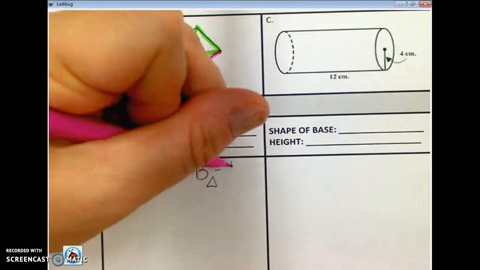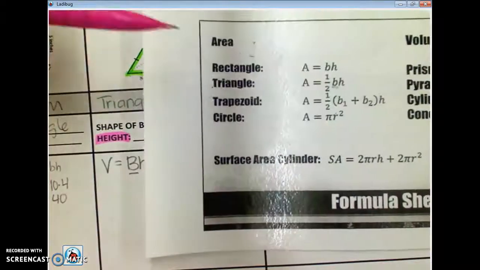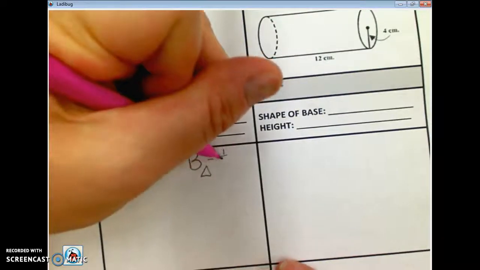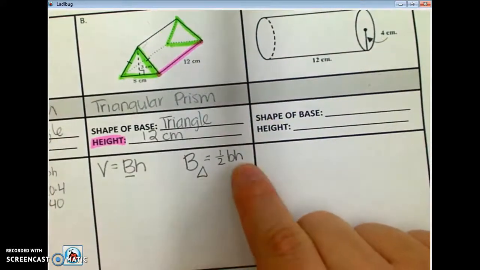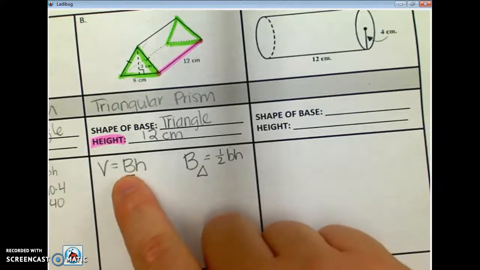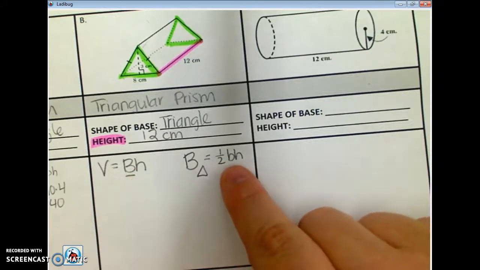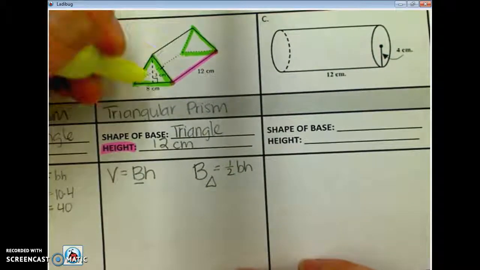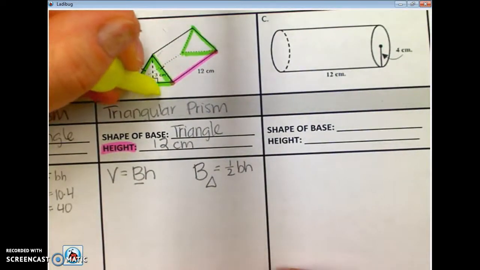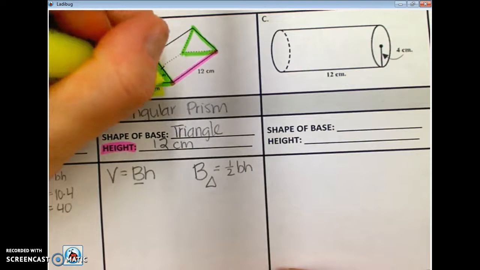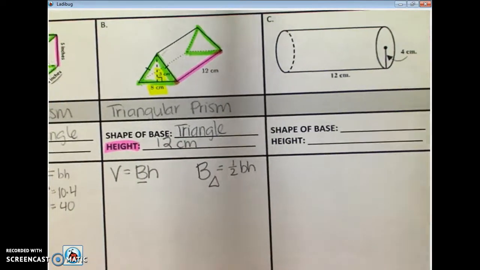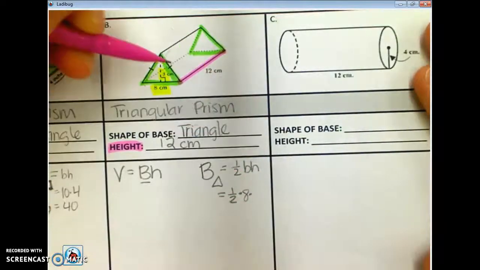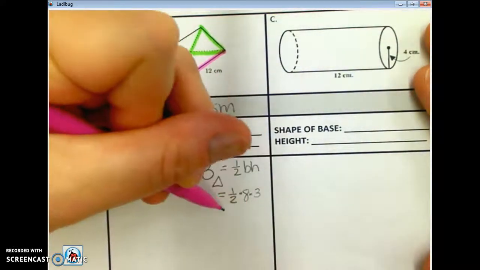So I'm going to write the formula for a triangle. If you need to, use your formula sheet. I see that area equals 1/2 base times height. Now this B and this H are different than this B and this H. This is the base of our triangle. So if I come back up here, remember base and height always form that 90-degree angle. So there's the base, and there's that height. So I get 1/2, base 8, and the height is 3.